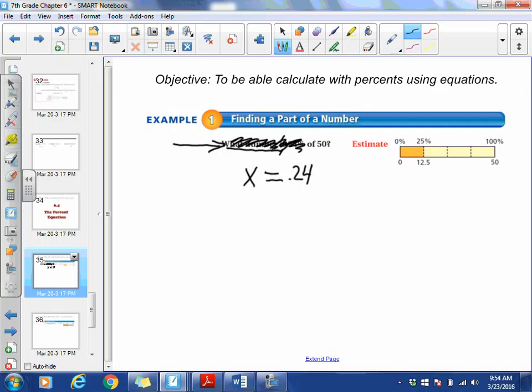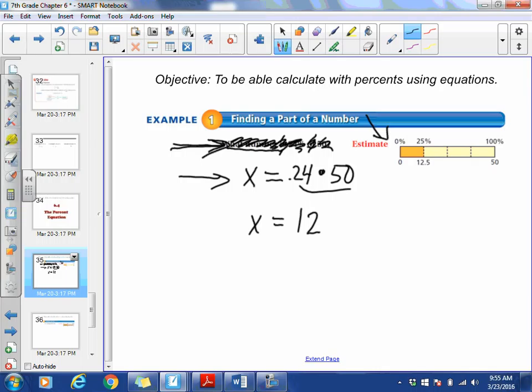So I took care of that. Of, in math, like half of 4, you take half times 4. Of means times. And lastly, 50. So I just went in order and I made sure every part of this statement was included in my equation. So I have x equals 24 hundredths times 50. X is already alone, so I can just do the math on this side. 24 hundredths times 50 gives me 12.